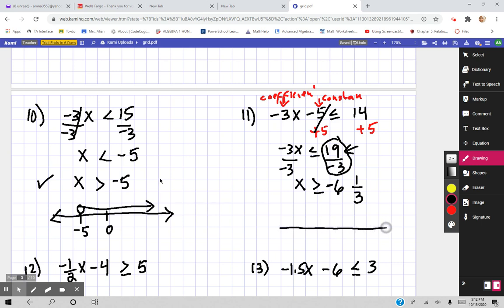Let's go ahead and graph the solution set. 0, somewhere over here we'll say is negative 6 1/3. Okay, this is going to be a closed circle this time because of the equal sign underneath. And we want it to be negative 6 1/3 or greater.